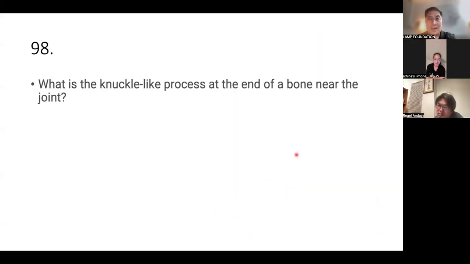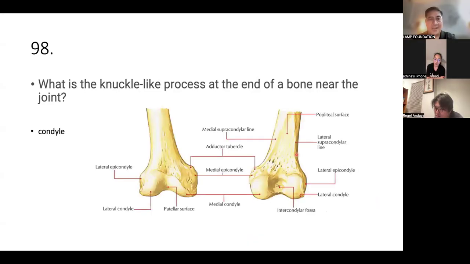What is the knuckle-like process at the end of a bone near the joint? It's called the condyle. This is the condyle, lateral and medial epicondyle. You need to know these terms because when you read the location of the points, these are mentioned.